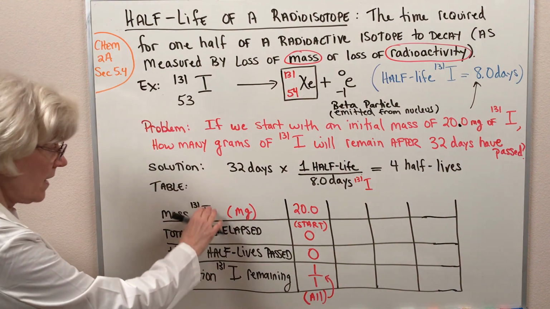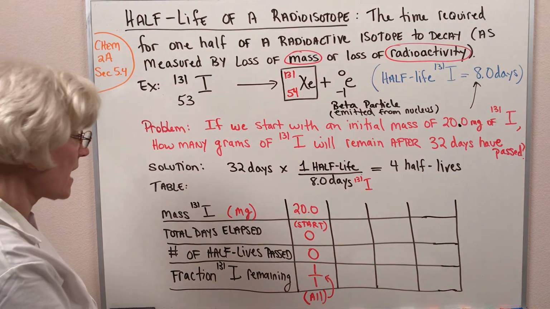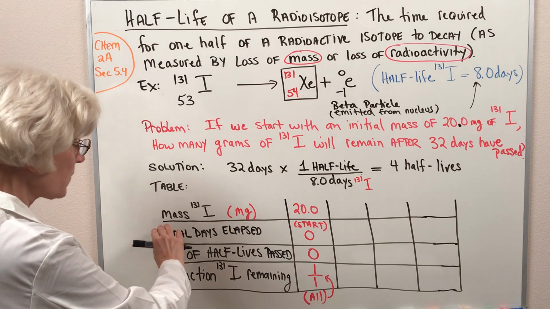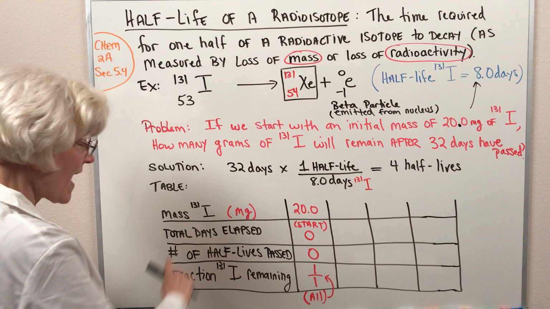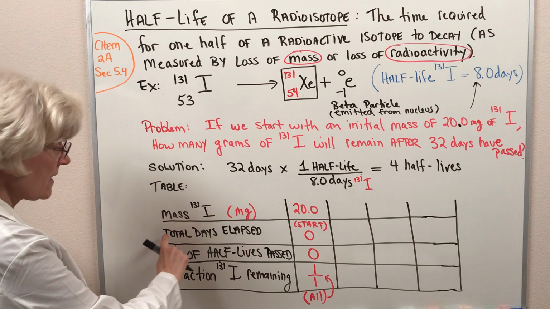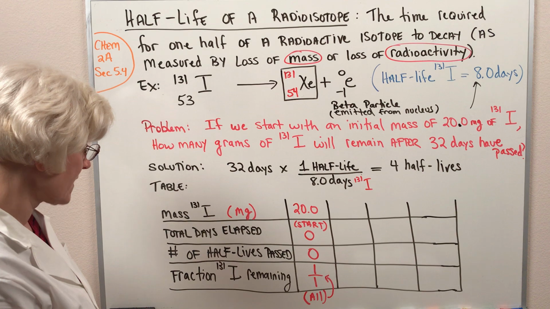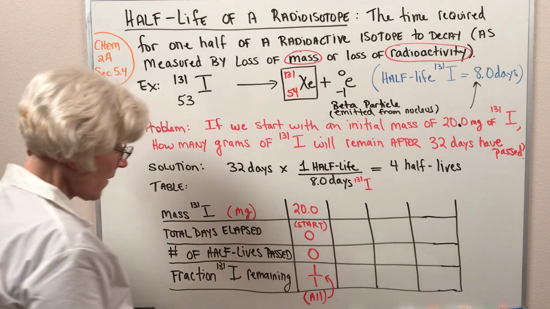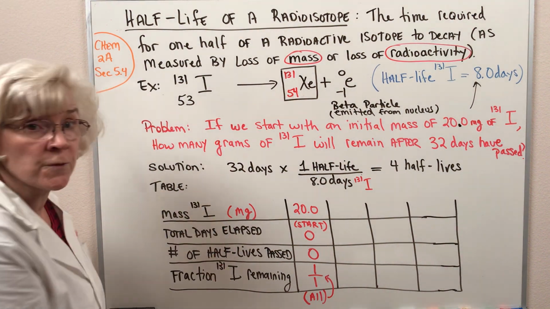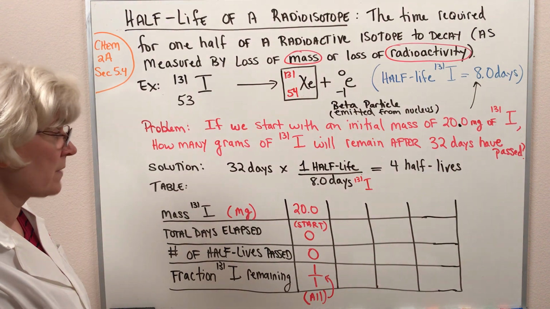I have found that putting a table down is a useful way of introducing this concept. Notice on this table, I have various rows of information. What's our mass of iodine 131 in milligrams, so I don't have to keep writing the unit in? How many total days have elapsed? How many half-lives have passed? And what fraction of our original iodine 131 is remaining? It's helpful for you to quickly sketch out a table like this in solving the problem.